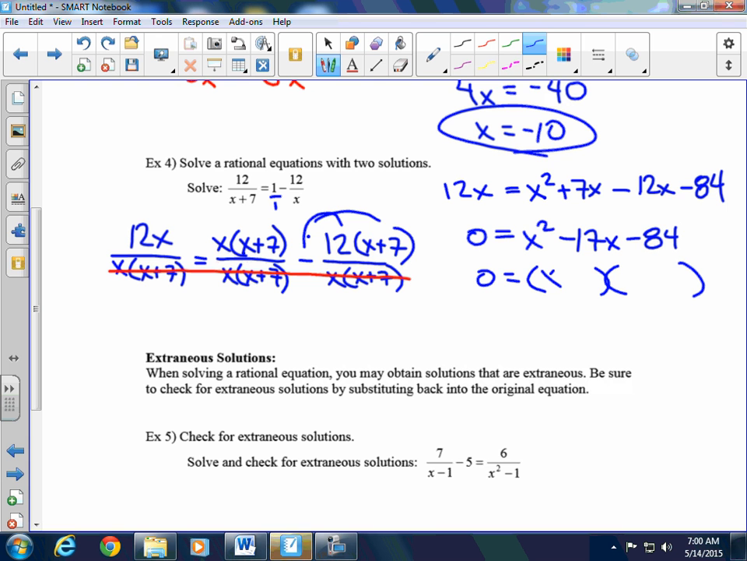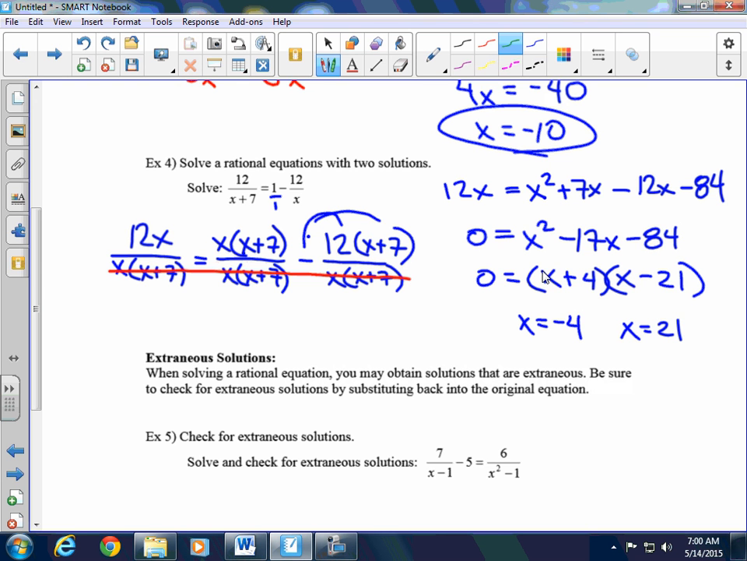So we're going to have x and x, and I think we're going to go 21 and 4. It's going to be a minus and a plus. So here, we're going to have x equals negative 4, and here x equals 21. So those are the two solutions that we will get for this problem. And once again, you should check them.